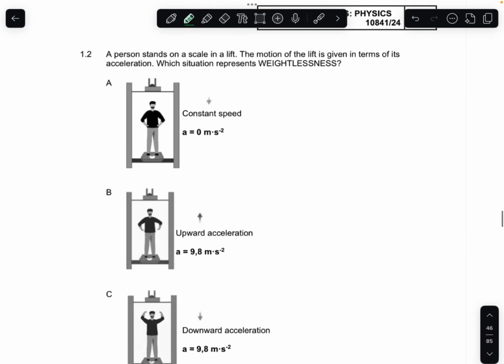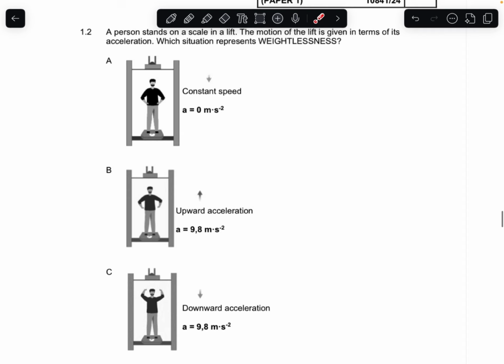Question 1.2. A person stands on a scale in a lift. The motion of the lift is given in terms of its acceleration. Which situation represents weightlessness? Now let's talk about weightlessness first. Weightlessness is a state of the person or an object when the person experiences the sensation of weightlessness, when the person feels light and it feels like there's no force of gravity, but there is the force of gravity.